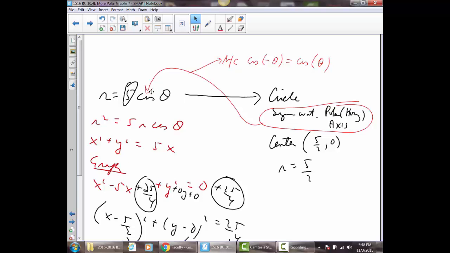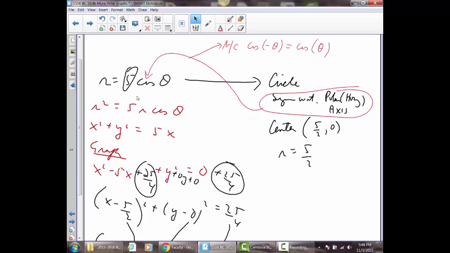The fact that it's cosine is going to be important from this point forward, because if you remember from algebra 2, the cosine of negative theta equals the cosine of theta. What that's going to mean is that our graph is going to be symmetric with respect to the polar axis, which is the horizontal axis. The radius will be half of this constant, and the center will be (half of this constant, 0).